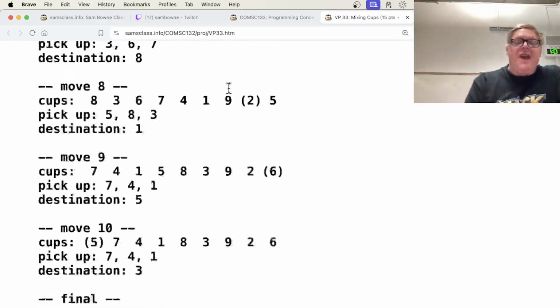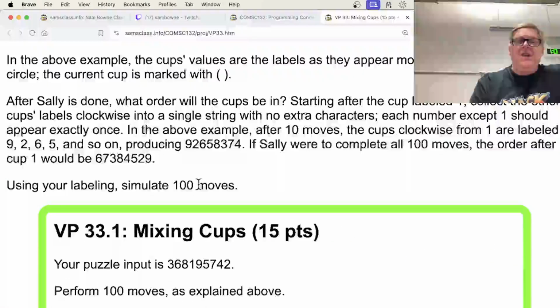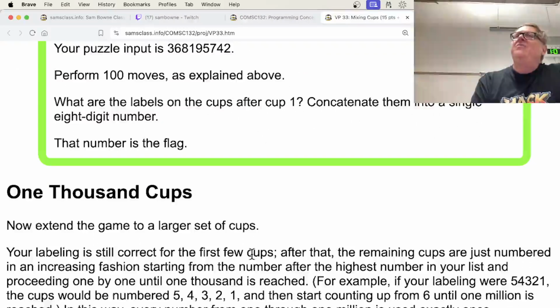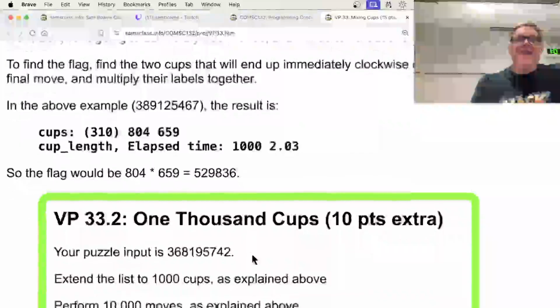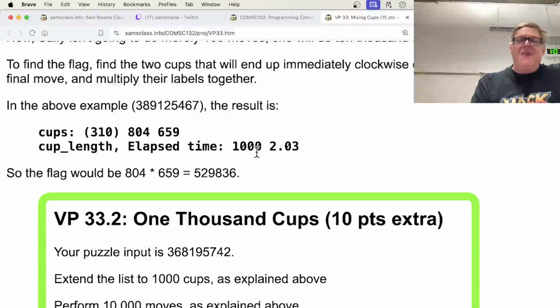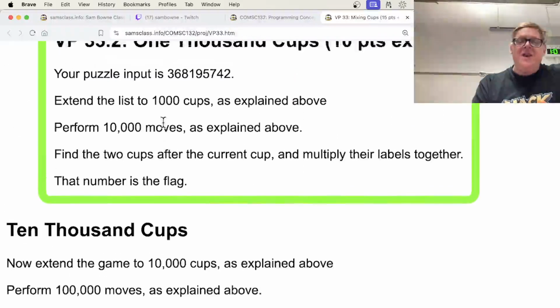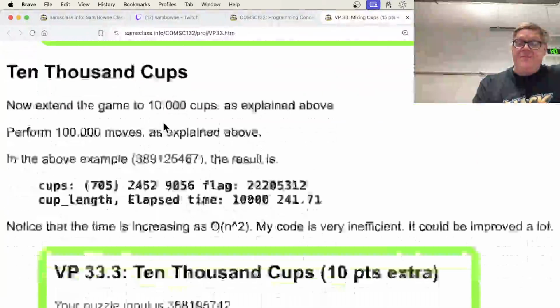But that had this effect. When I was done with this one, I simulated 100 moves, and I was able to predict the cups. That's easy enough. But the next one from the original problem was 1,000,000 cups. And I can't do 1,000,000 cups at all. In fact, I tried 100 and 1,000, and as I suspected, I discovered this. When I did 1,000, it took 2 seconds. When I did 10,000, it took 200 seconds.